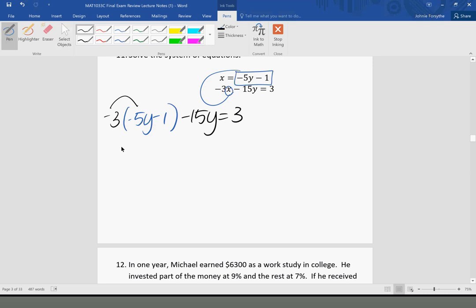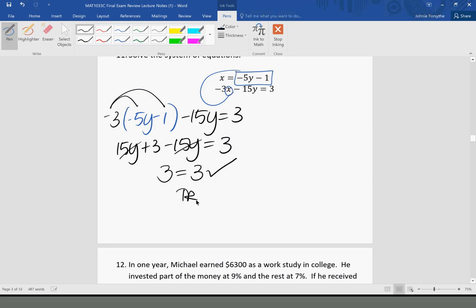Negative 3 times negative 5y is positive 15y. Negative 3 times negative 1 is positive 3. Then bring down that negative 15y equals 3. So now to combine like terms, 15y minus 15y is 0y. So I just have 3 equals 3. This is a true statement. So that means we have infinitely many solutions.